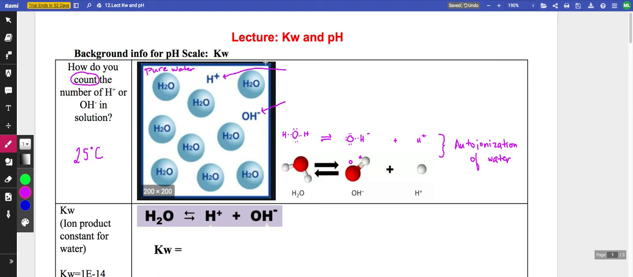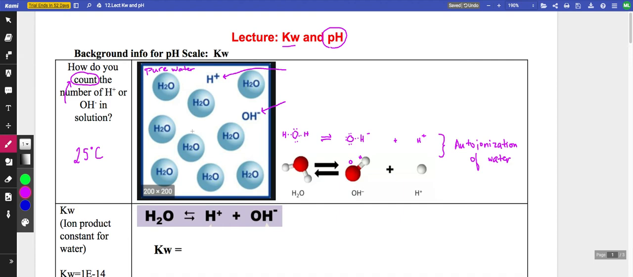Hello, students. This is the background information you need to know in order to calculate pH. To do that, we need to know something about Kw. I will tell you about that in a minute. But first, how do we count the number of H plus or OH minuses in a solution? It is important to count it because we need to quantify how much of those ions are going to react to be able to do stoichiometry and predict reactions.